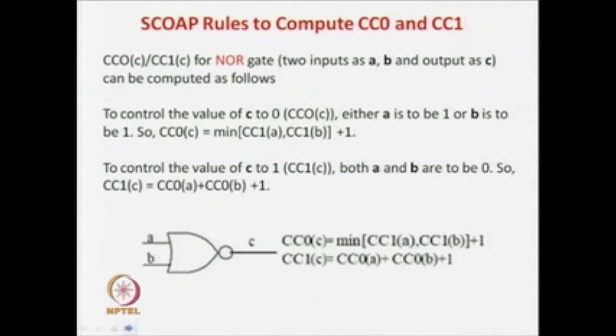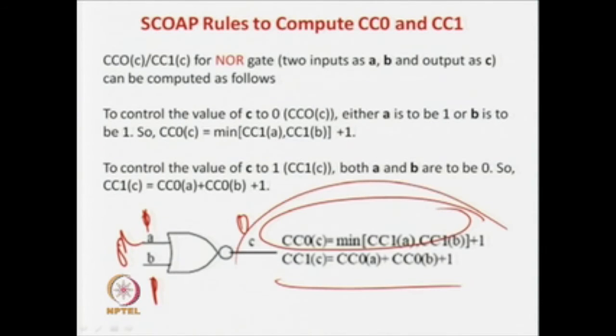Similarly, we can go for the NOR gate. For the NOR gate, you get a 1 whenever you have a 0 and a 0. And whenever you get a 0, it is either this one as a 1 or this one as a 1. So, this is your rule. This is a very simple rule, now you can easily understand, and 1 is for the level shift. So, this is for the NOR gate you have to remember.